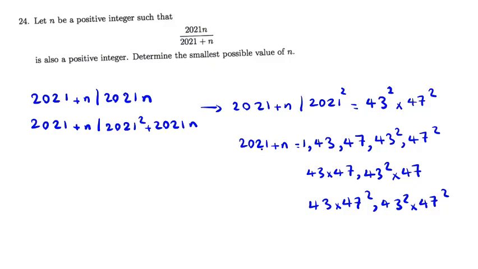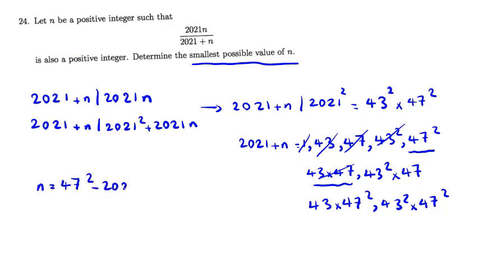So the answer must be greater than 2021. 2021 is 43 times 47. You can cancel this. Also, you can cancel this. Now, between these numbers, you should check which number is... also, you can cancel this because n is positive. If it is this, n equals 0. In these numbers, because we want the smallest possible value of n, you should find the minimum one. 47 times 47, it's obvious that it is the smallest case. So n equals 47 squared minus 2021.